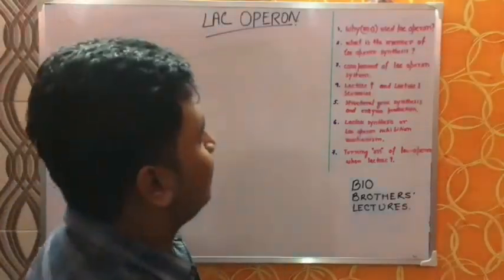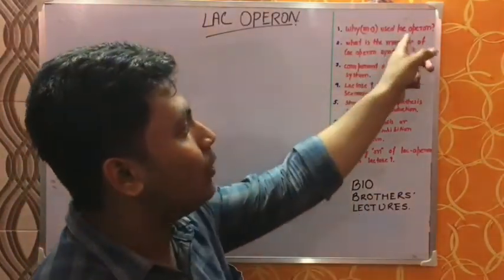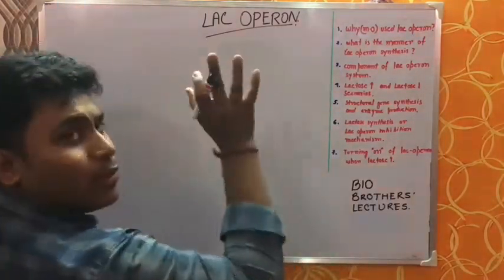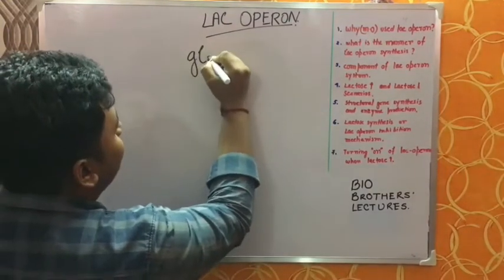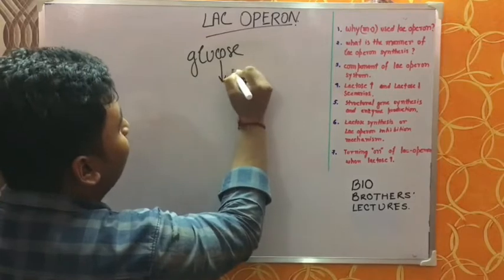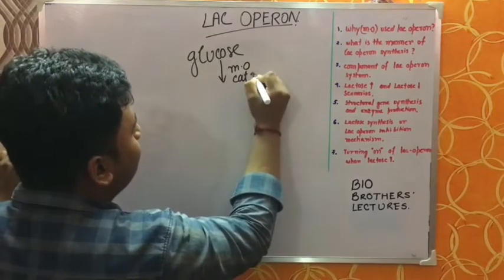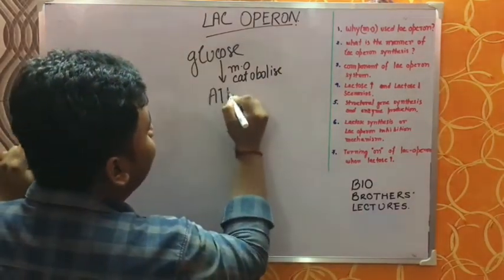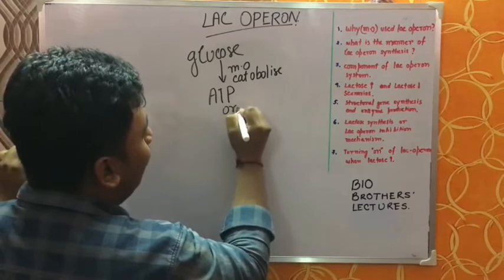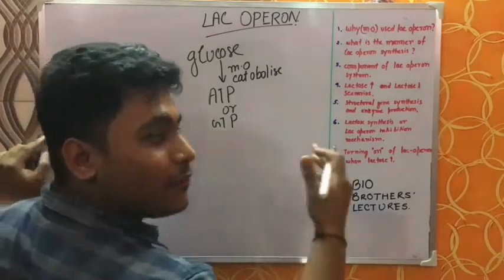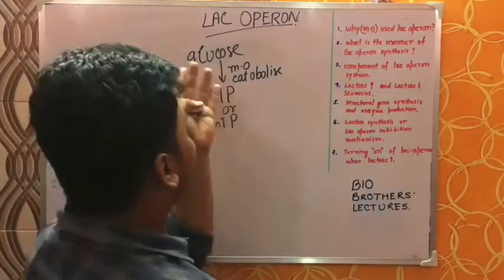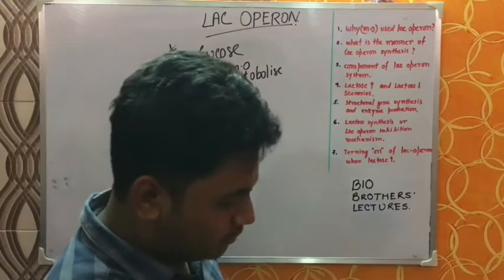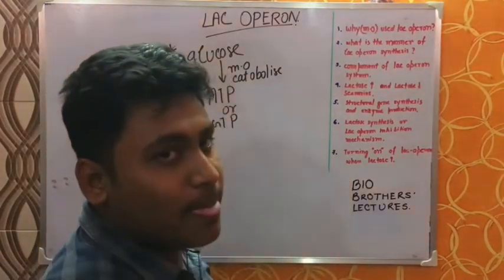The main question arises: why does a microorganism use the lac operon? Here I have written why lactose. Because we all know glucose is the simplest source which microorganisms catabolize to get energy in the form of ATP, adenosine triphosphate, or GTP, guanosine triphosphate. So why lactose? It's basically the easiest path they will follow. Why do they use the lac operon system?